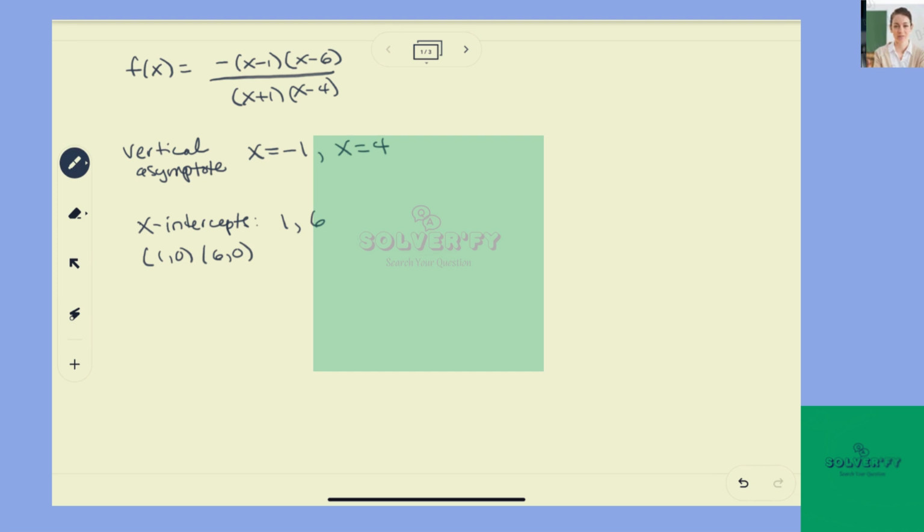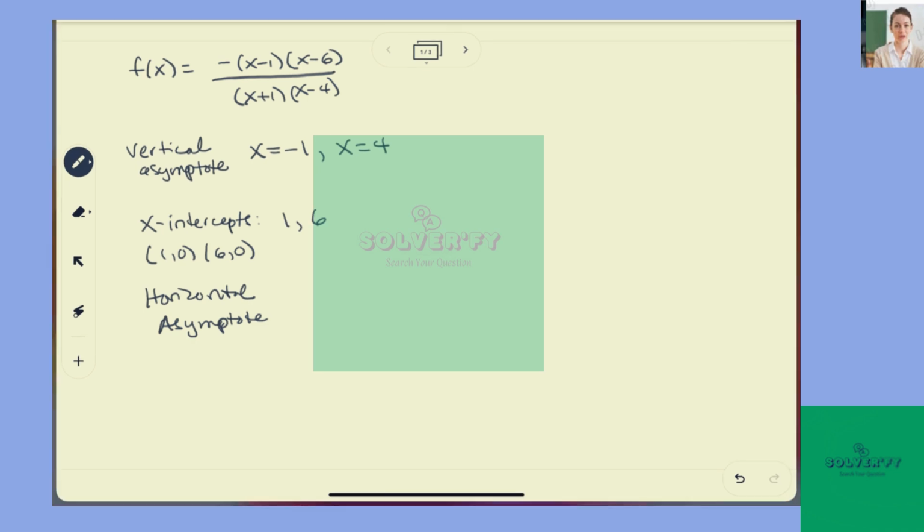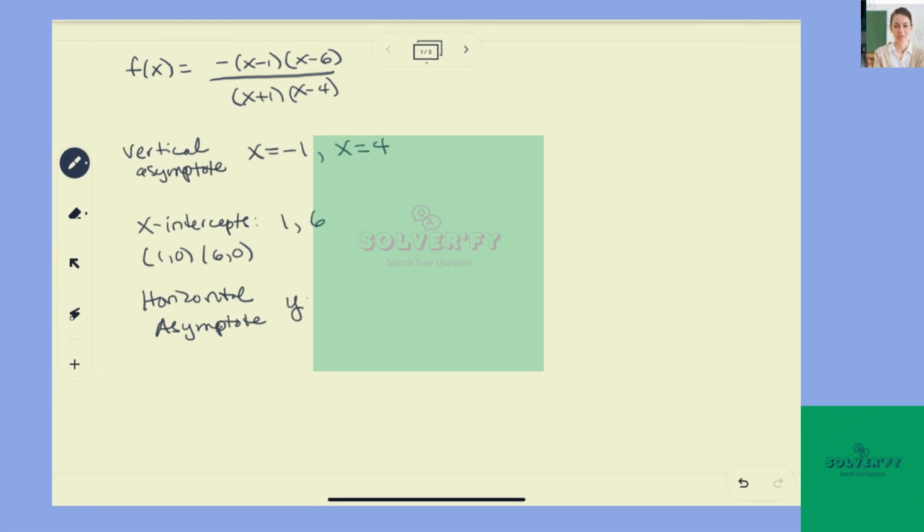I want to find the horizontal asymptotes. Horizontal asymptotes occur when the degree of your numerator is smaller than the degree of your denominator or equal to the degree of your denominator. So in this problem, my degrees are equal. So I'm going to have a horizontal asymptote at the ratio of leading coefficients. On top, that's going to be -1. On the bottom, that's +1. So a horizontal asymptote at y equals -1.